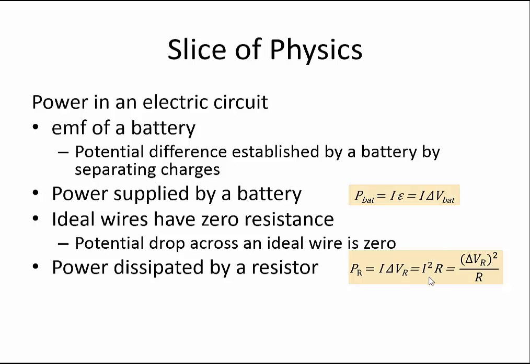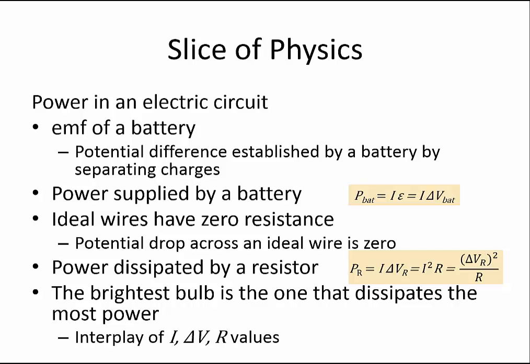And then we rearranged this to get a couple of other forms using Ohm's law to discuss the relationship of the power to the interplay between current, potential difference, and resistance. So to answer the question of which bulb glows the brightest, we really have to look at how these things play together in using the right form of these equations. But we can always count on the fact that the one that glows the brightest is the one that has the maximum power dissipated. So brightness and power are one and the same.